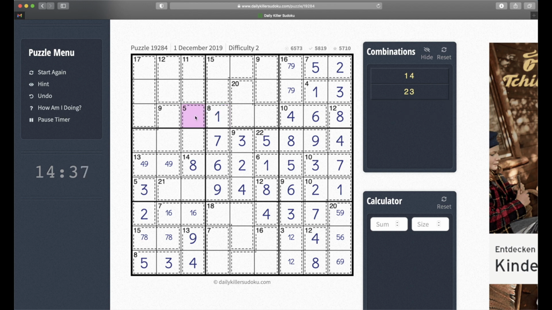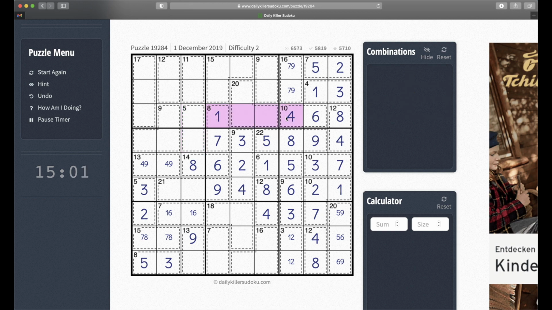Here's another little trick we can play. So, a bit more advanced here. This is a cage, 2 cells that has to add up to 5. And let's just ignore that 4 for a minute. Let's just imagine that didn't exist. So, the two combinations that are valid for here are either 1 and 4 or 2 and 3. And actually, we can already solve that.